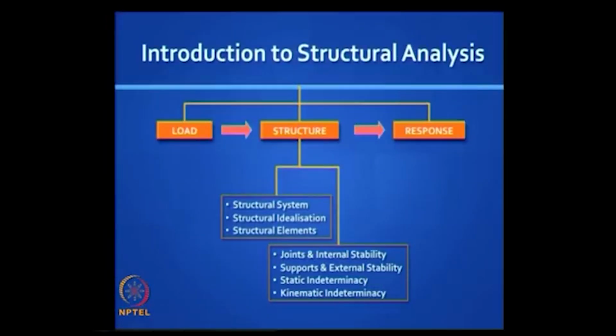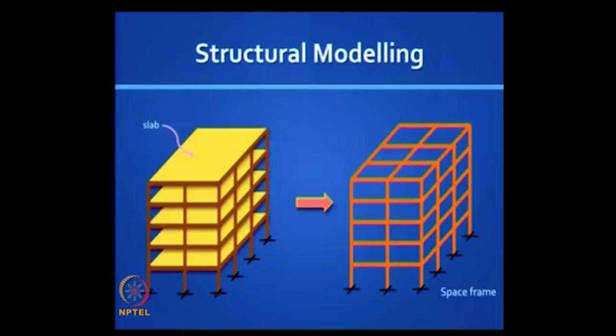The structure must also be externally stable, especially terrestrial structures on the ground, they should not fly off, move away, and so we have to have adequate supports, and that raises the issue of indeterminacy. We will look into that, static and kinematic indeterminacy. So all this put together covers the structure, and then loads that act on the structure are of two kinds, we will come to that later. So let us look at the structure properly.